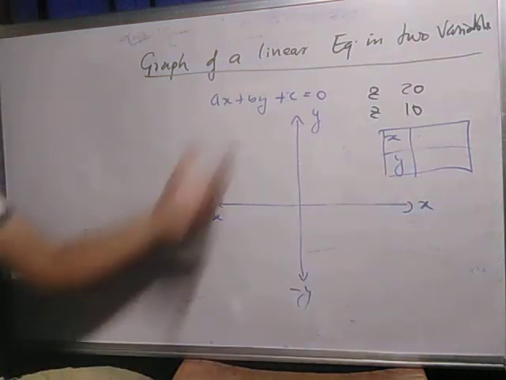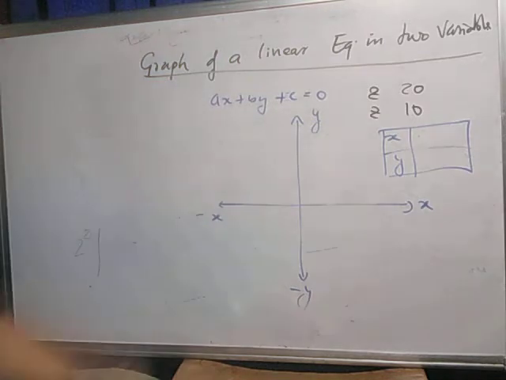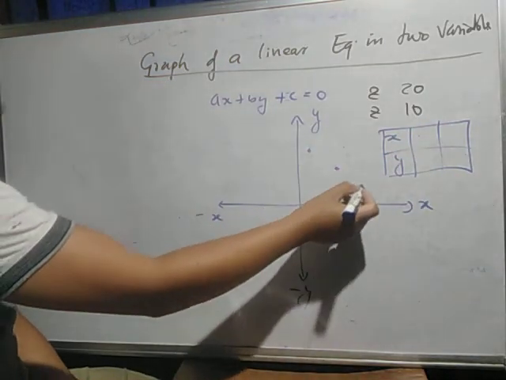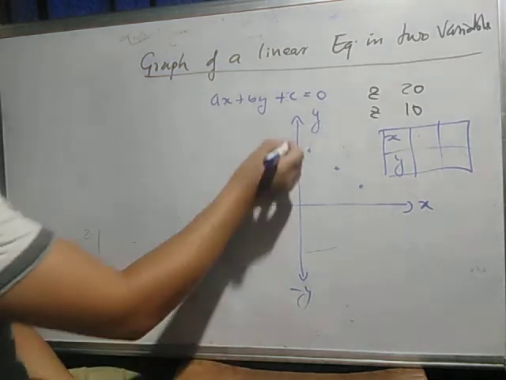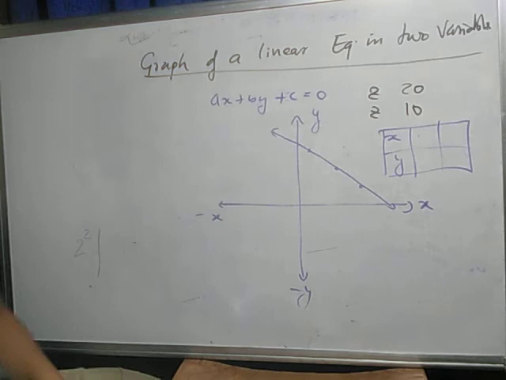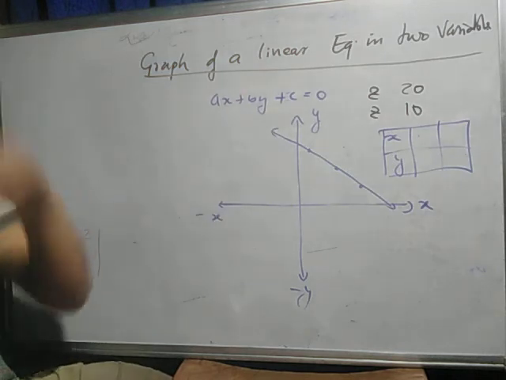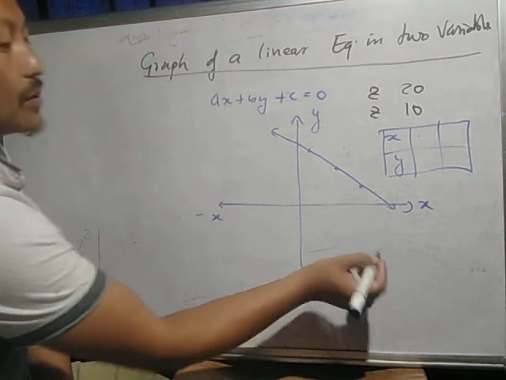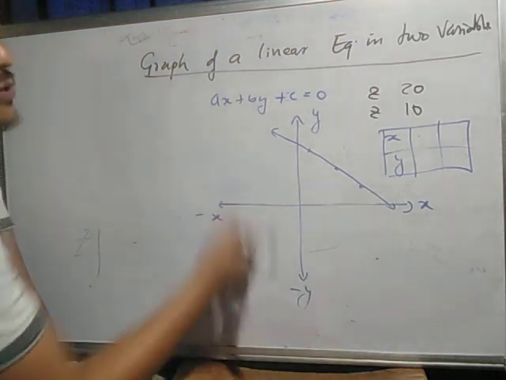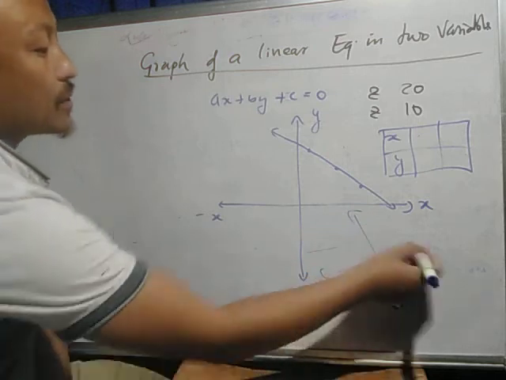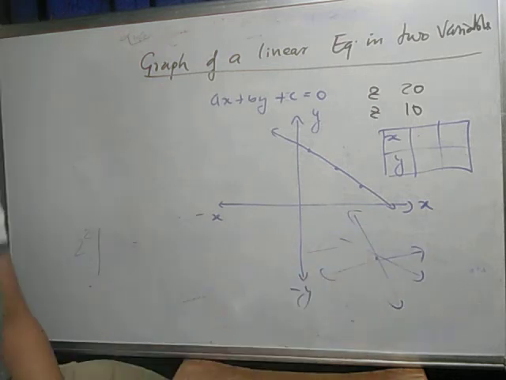there is a given equation, and then you have to put in values and you'll get the values of x and y. Then just mark the points on the graph. You'll get a straight line, and this is the graph of a linear equation in two variables. Now, how many lines pass through a point? There are infinitely many lines that pass through a point. Clear?